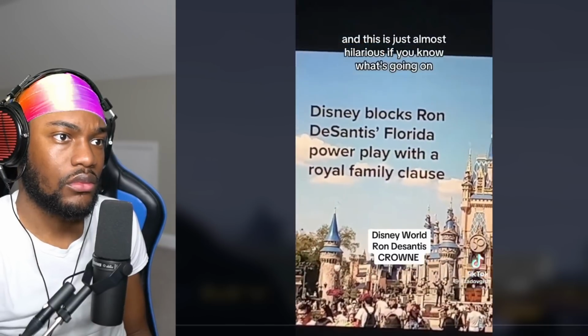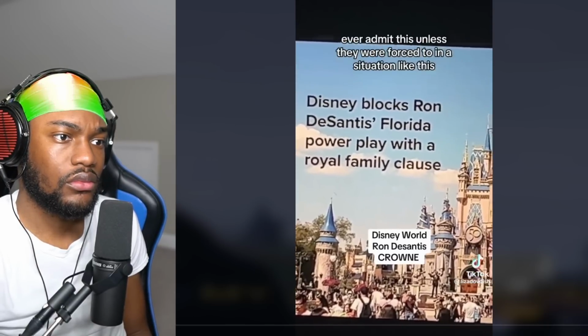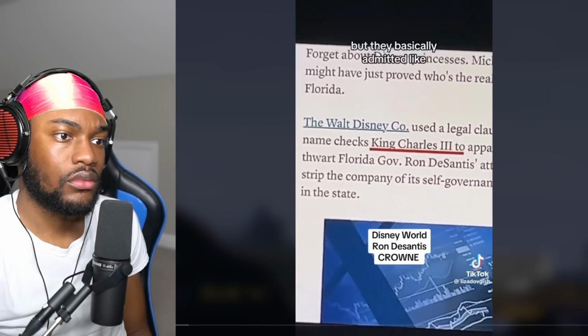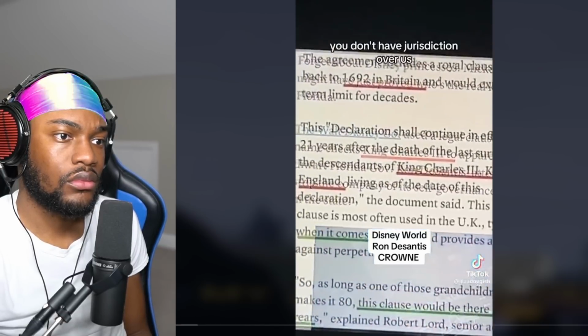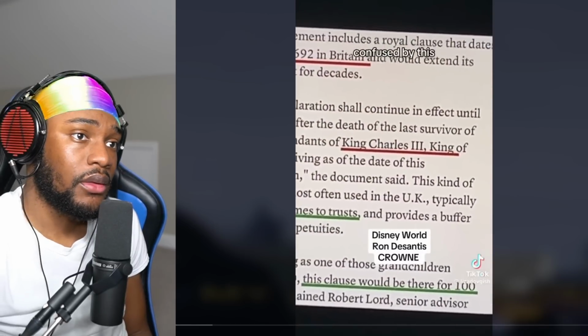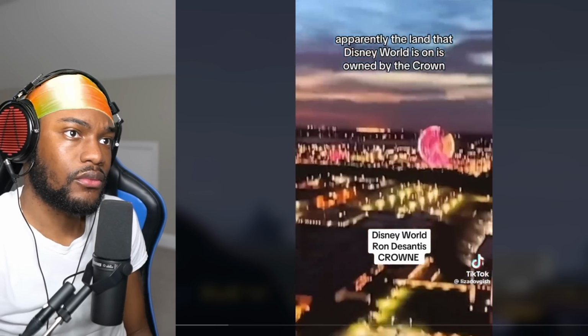And this is almost hilarious if you know what's going on, because they would never admit this unless they were forced to in a situation like this. But they basically admitted, like, you don't have jurisdiction over us because we're owned by Britain. Wow. So for those of you who are confused by this, apparently the land that Disney World is on is owned by the crown.